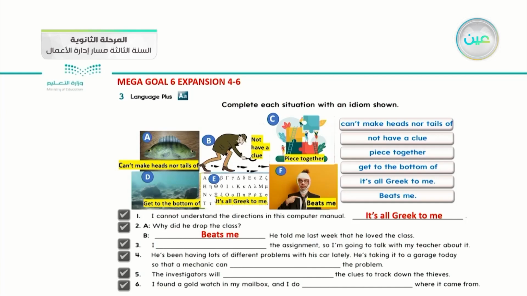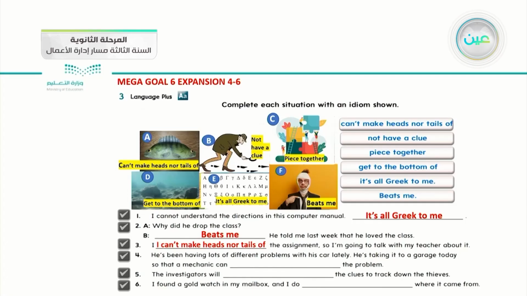He's going to like to finish it early. And 3, I space the assignment, so I am going to talk with my teacher about it. So what do you think it is? I can't make heads nor tails of this assignment, so I'm going to talk with my teacher about it.